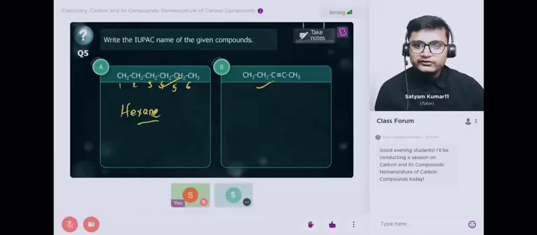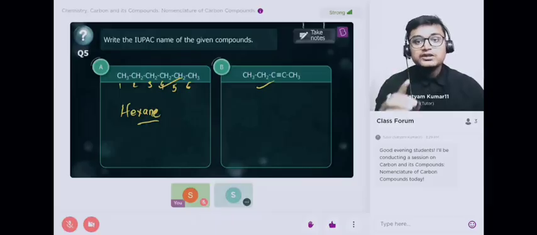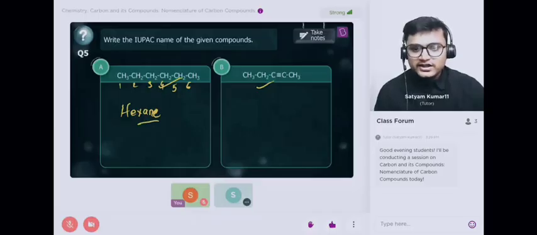Simple. Now coming to this one. Here is unsaturation, so you have to do the numbering from the side where the unsaturation comes at the lower carbon number. If you do it from here, 1, 2, 3, at the third carbon we are getting this triple bond.